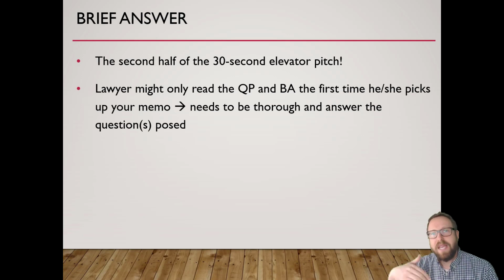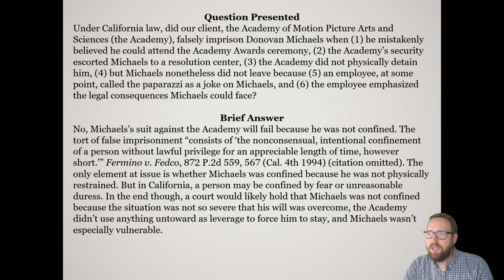The brief answer is the second half of the executive summary for an office memo. Remember that office memos aren't usually read from beginning to end. They're read according to the reader's needs. So if the reader just wants a quick summary, then they'll read the question presented and the brief answer. Or if the reader needs a more in-depth analysis, so they can go into a settlement conference or something, then they'll read the discussion section and get more of the detail. So the brief answer is just a quick summary of the answer.